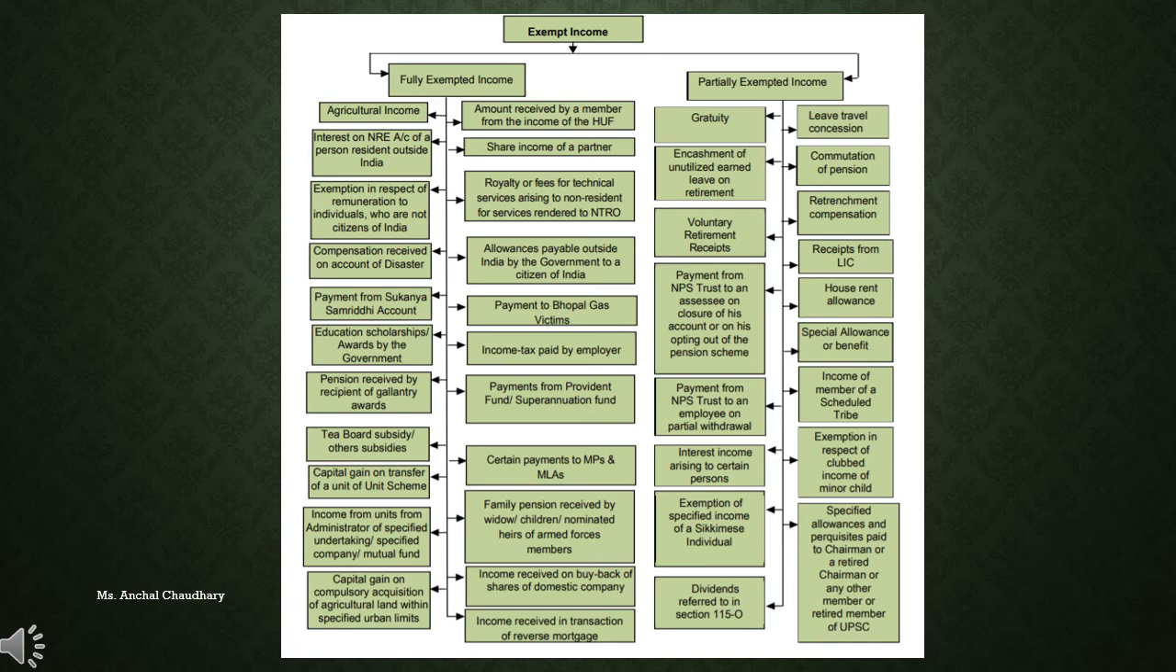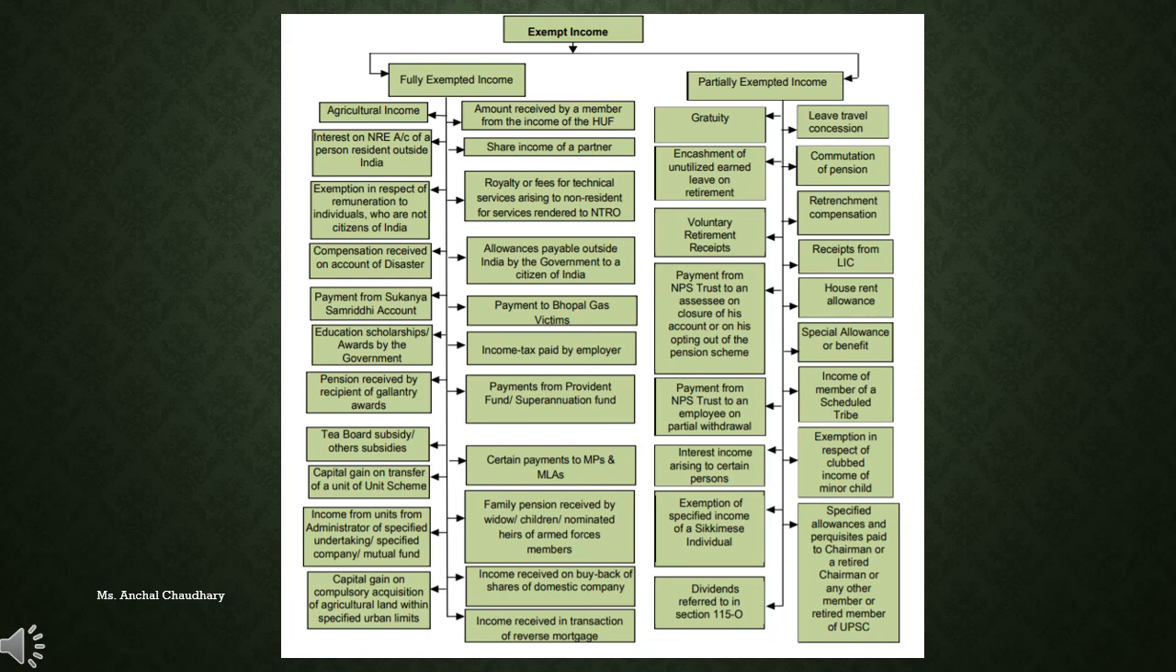capital gain on transfer of a unit or unit scheme, income from units from administrator of specified undertaking, family pension received by a widow, children, or nominated heirs of armed force members, capital gain on compulsory acquisition of agricultural land, income received on buyback of shares of domestic company, income received in transaction of reverse mortgage.